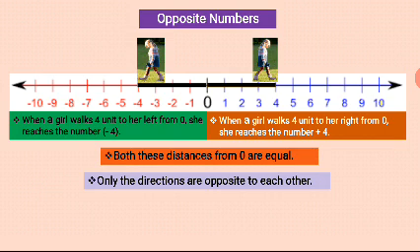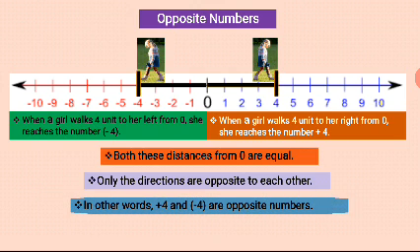So the first girl now stands on positive 4 and the second girl now stands on negative 4. So positive 4 and negative 4 are opposite numbers. Got it?